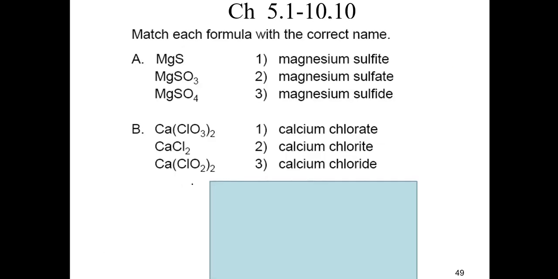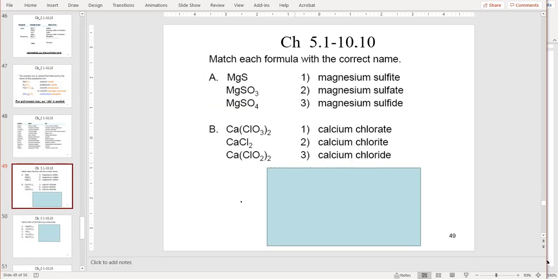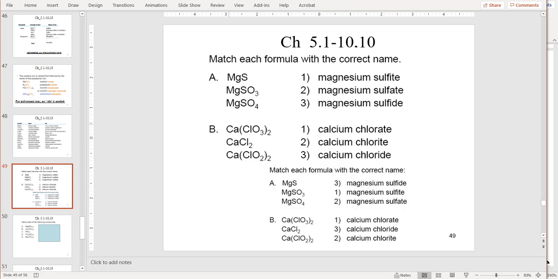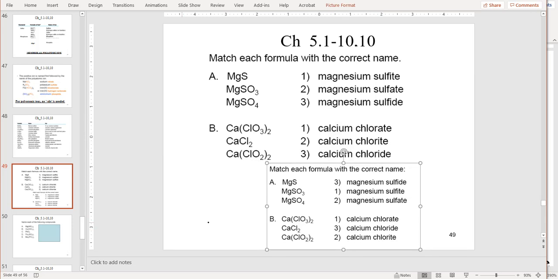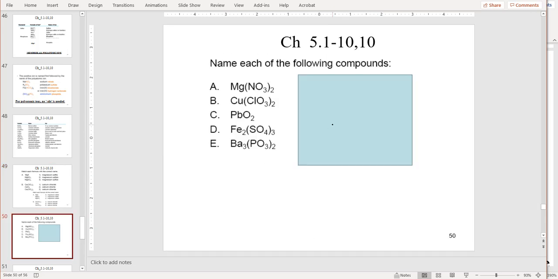I love this example right here, because you really have to make sure you know your representative elements, transition elements, and for the single atom charges, they're going to be -ides. For the polyatomic ions, you have to have memorized. So for A, the answer is going to be 3, 1, 2. And then for B, the answer is just shown for you right now. So be sure to practice those.